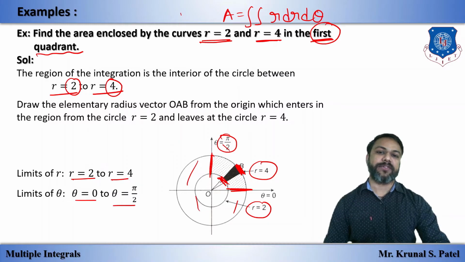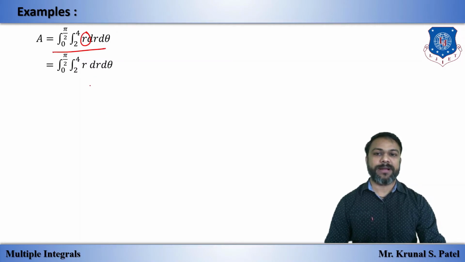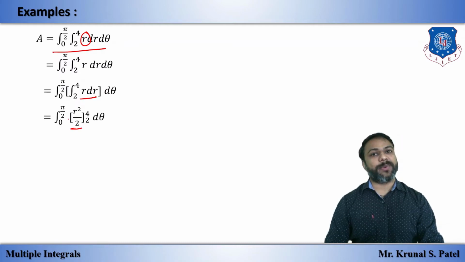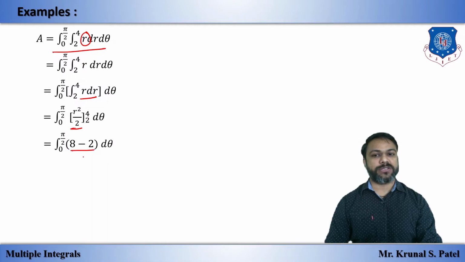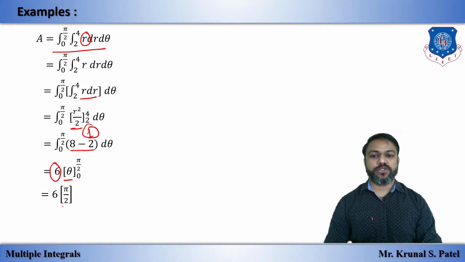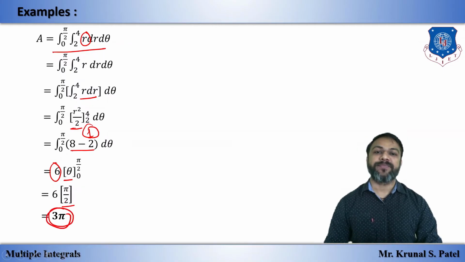We will put these in the equation. So we have area A is equal to this. Now we integrate r with respect to r, so r square by 2, upper limit minus lower limit, so we get 8 minus 2, so we have 6 outside, the remaining is 1, and the integration of 1 with respect to theta is theta, upper limit minus lower limit, so we have pi by 2 minus 0 is pi by 2, the 2s cancel out, and the final answer is 3 pi. These are the two different areas in the Cartesian coordinate and polar coordinate systems.